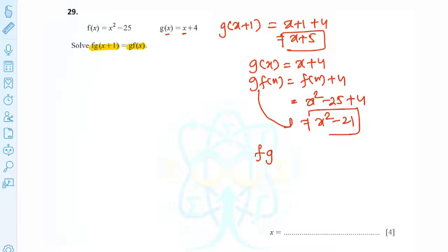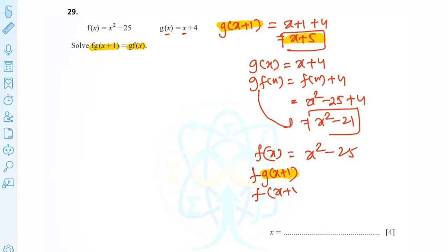fg. Okay, first of all, I'm writing f(x). So f(x) is given as x squared minus 25. Now f(g(x)) where g(x) plus 1, like this. Already you got this: g(x) plus 1 equals x plus 5, right? So instead of this, what does it mean? I can write f of x plus 5, which means instead of x, I write x plus 5. So instead of x, I can write (x plus 5) squared minus 25. This is the thing you have to understand, okay?